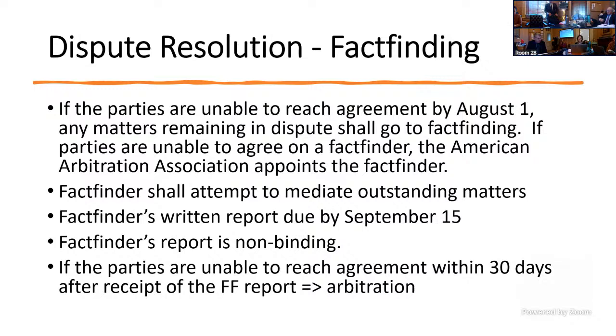fact finder. If they can't agree, the statute provides that they can go to the American Arbitration Association and request a fact finder. The fact finder shall attempt to mediate the outstanding matters, so they'll work with the parties to find out where they're at and whether there's some common ground and try to close the gap between them. And then the fact finder's written report is due by September 15th. So I would just flag these are quite tight timelines. August 1st is when you reach an impasse, and then by September 15th, you're getting the fact finder's report. The fact finder's report is non-binding on the parties.